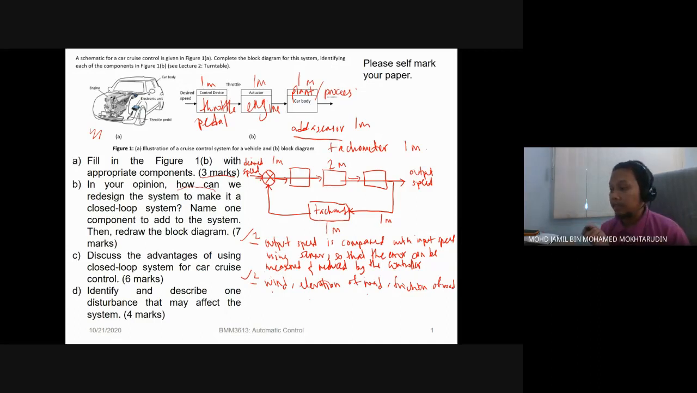Okay, so elevation of the road: to go up a hill, the user will have to increase the speed of the car, or to go down a hill, the user has to brake the car so as to reduce the speed. And friction of the road or condition of the road, the same thing as elevation.